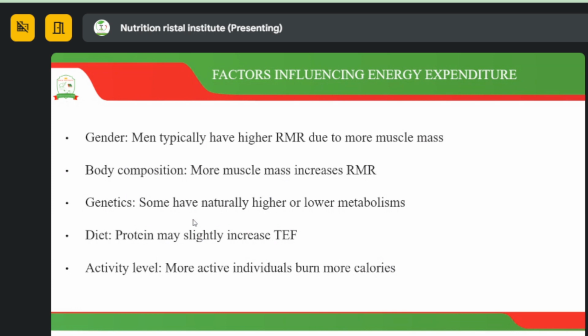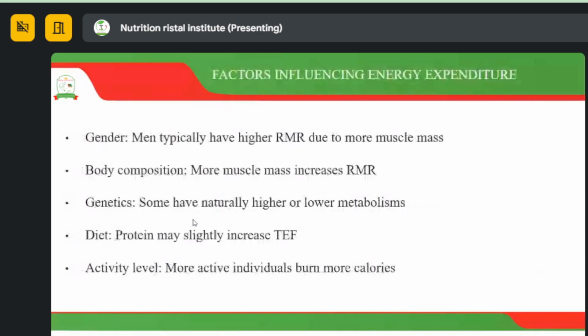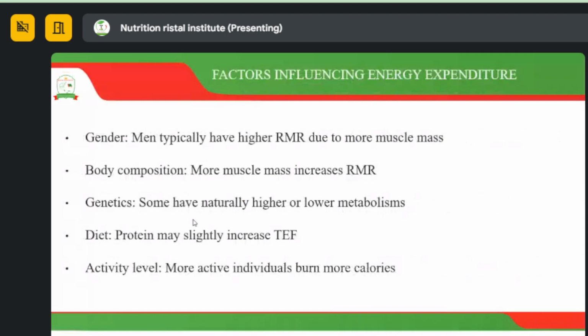Then we have diet. Protein may have a slightly higher increase in TEF, that is the thermic effect of food. Like I explained earlier, if someone consumes more protein food, protein will require more energy to get digested compared to a carbohydrate food.